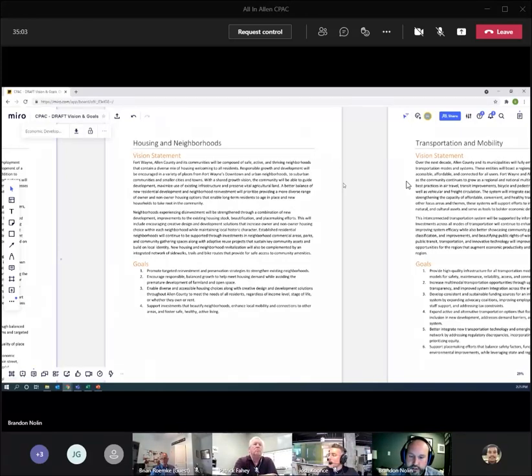So the 4 goals that go with that are 1, promoting targeted reinvestment and preservation strategies to strengthen existing neighborhoods. 2, encouraging responsible balanced growth to meet housing demand while avoiding premature development of farmland and open space. 3, enabling diverse and accessible housing choices, along with creative design and development solutions. And 4, supporting investment to beautify neighborhoods, enhancing local mobility and connections to other areas to foster safe, healthy, active living. So that's the review of housing.